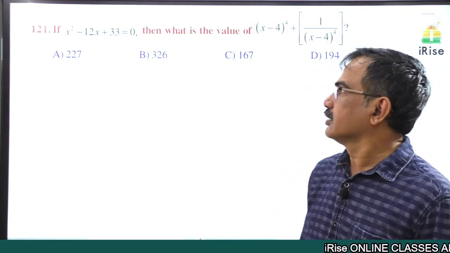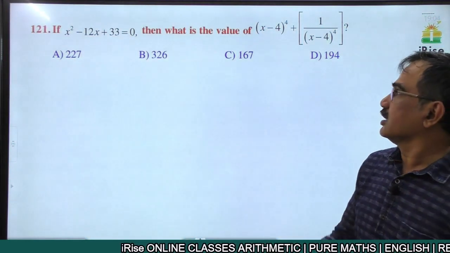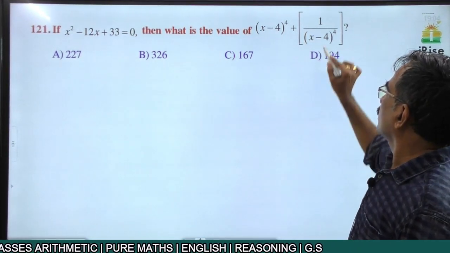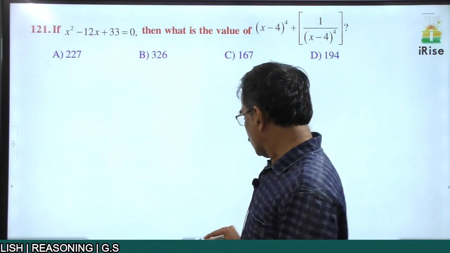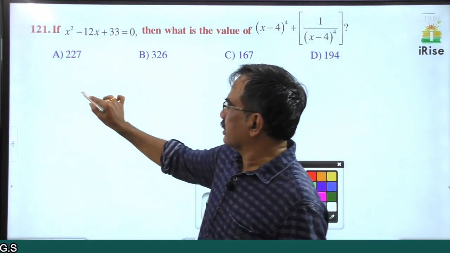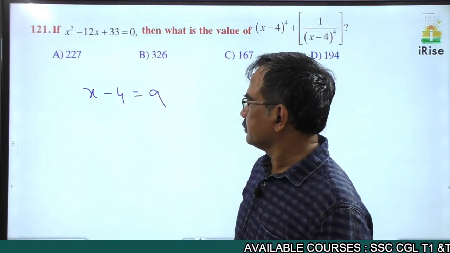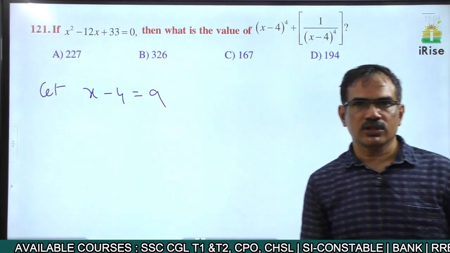Next question. x² − 12x + 33 = 0. Then what is the value of (x − 4)⁴ + 1/(x − 4)⁴? To solve this question, I want to consider x − 4 = a. Let x − 4 = a.